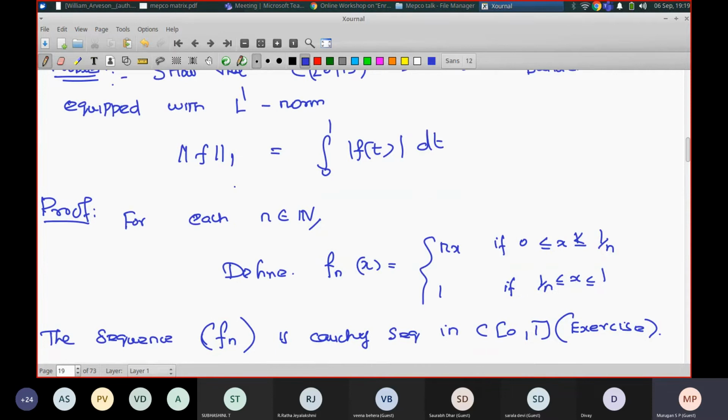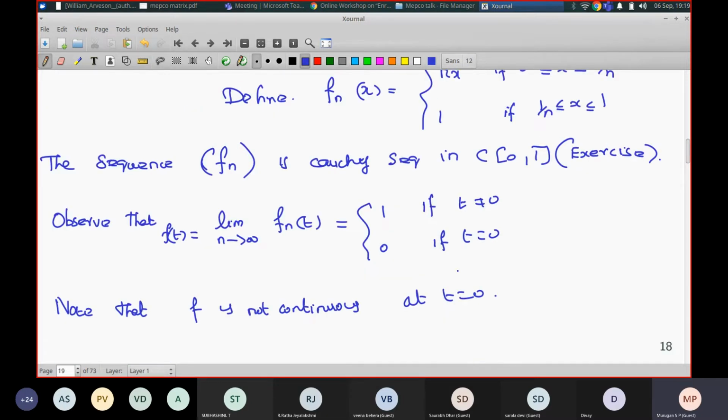For that, we define a sequence. For each n belonging to N, define f_n of x to be n x if 0 is less than or equal to x less than or equal to 1 by n, and 1 if 1 by n is less than or equal to x. Therefore, what does your f_n look like? It starts from here, goes to 1 by n, reaches here at 1, and after that your function is completely constant.